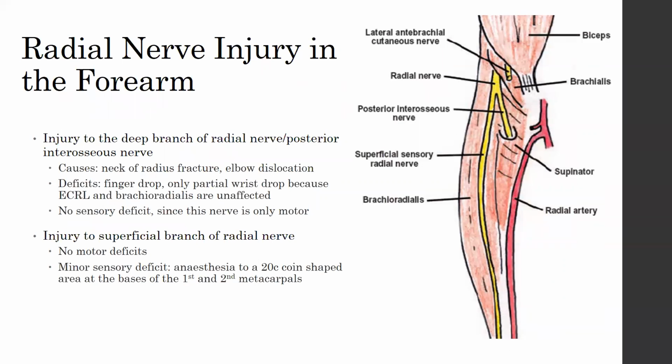And injury to the superficial branch, you get minor sensory deficits. Only a small coin-shaped area at the base of your first and second metacarpals, because the rest of your arm also has some other supply from the ulnar nerve and median nerve and things like that.